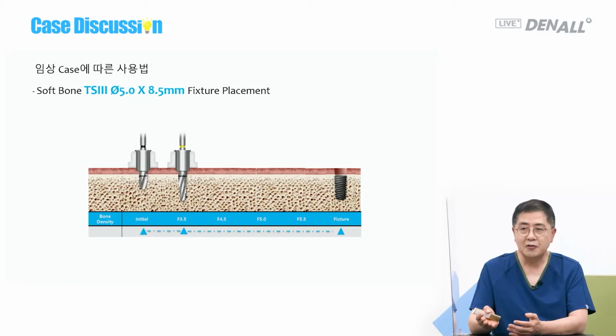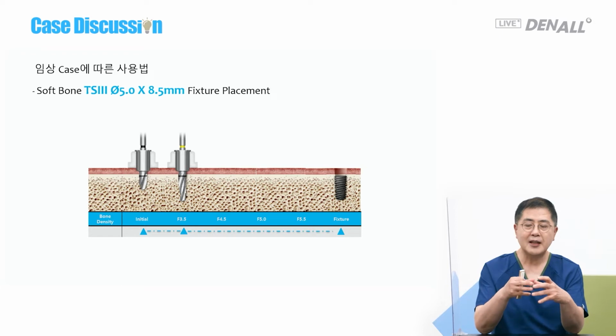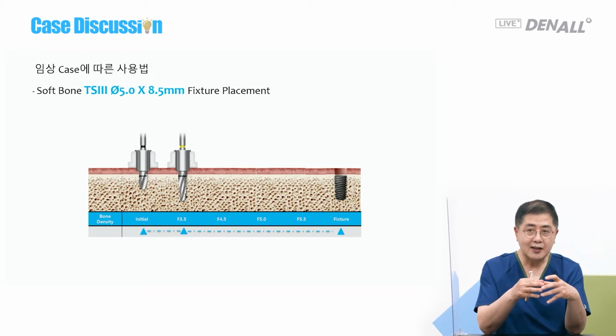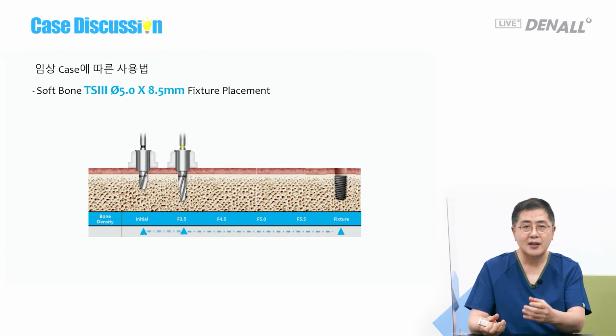My favorite technique is under drilling. In this case, the 5.0 implant is my favorite for the posterior region. To place it, when I use the one guide, I use up to 3.5 millimeter drilling. So this is a 3-step under drilling.